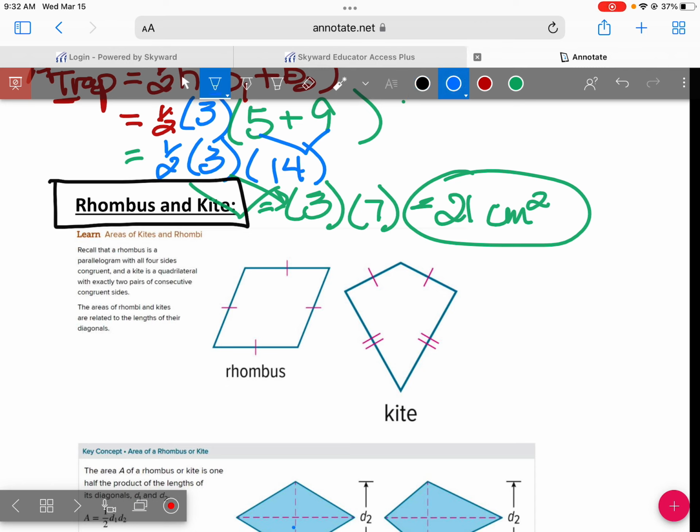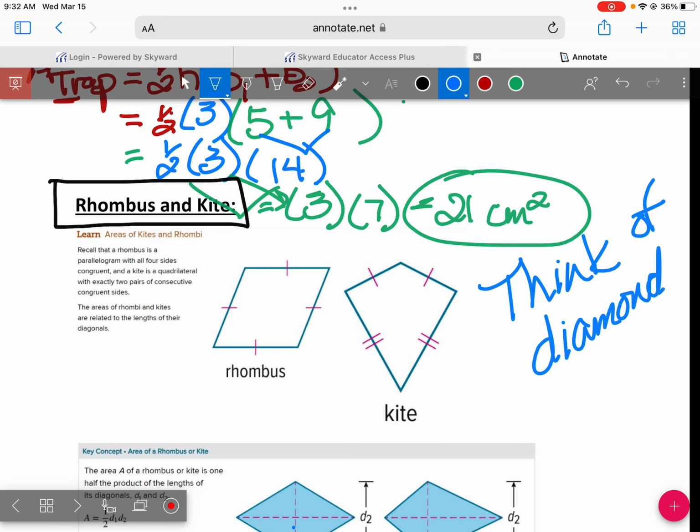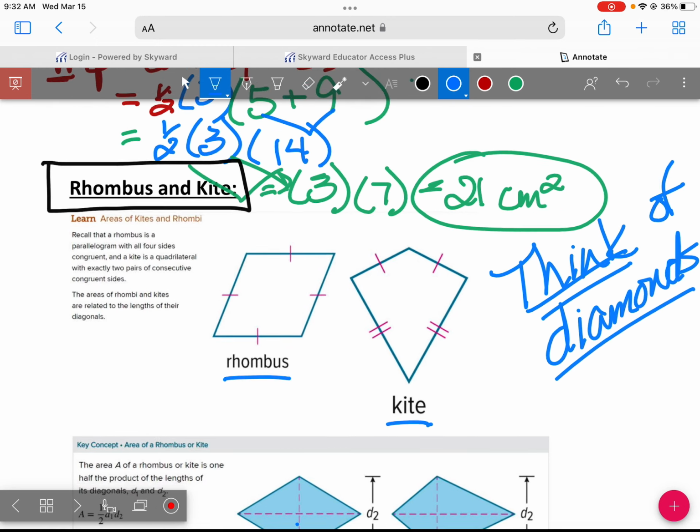Now, as you look at these, I want you to think of diamonds. They both kind of look like diamonds. This is a diamond shape, and the kite kind of looks like a diamond shape also. I mean, they are called rhombus and kite, but I want you to think of diamonds, and I'll tell you why.